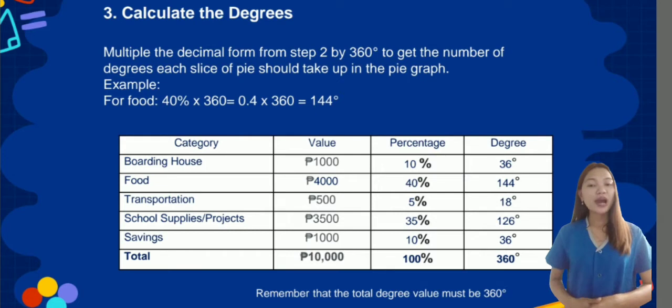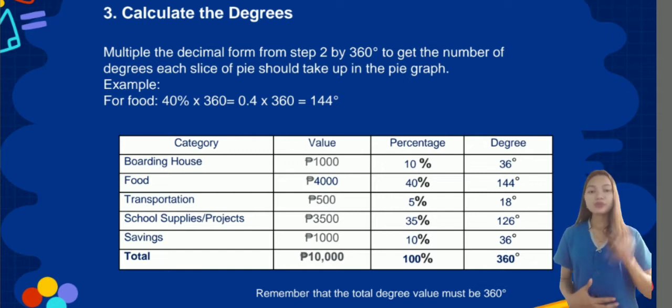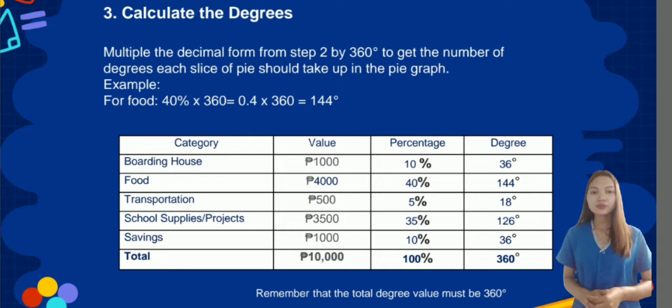Naintindihan ba ninyo, class, kung paano kunin yung percentage? Very good. Now let's move on to step 3, which is to calculate the degrees. Multiply the decimal form from step 2 by 360 degrees to get the number of degrees each slice of the pie should take up in the pie graph. For example, for food, 40% times 360 is equal to 144 degrees.